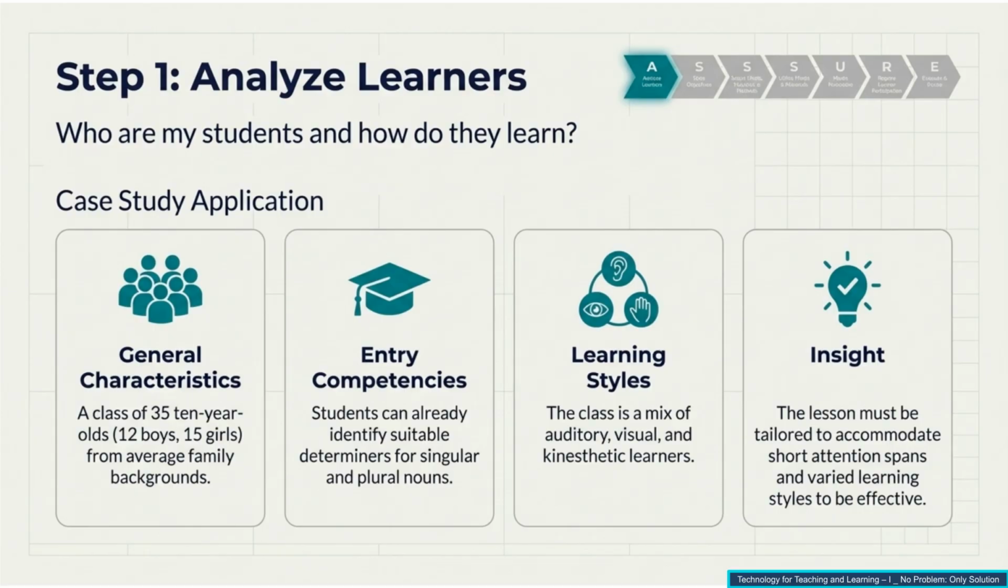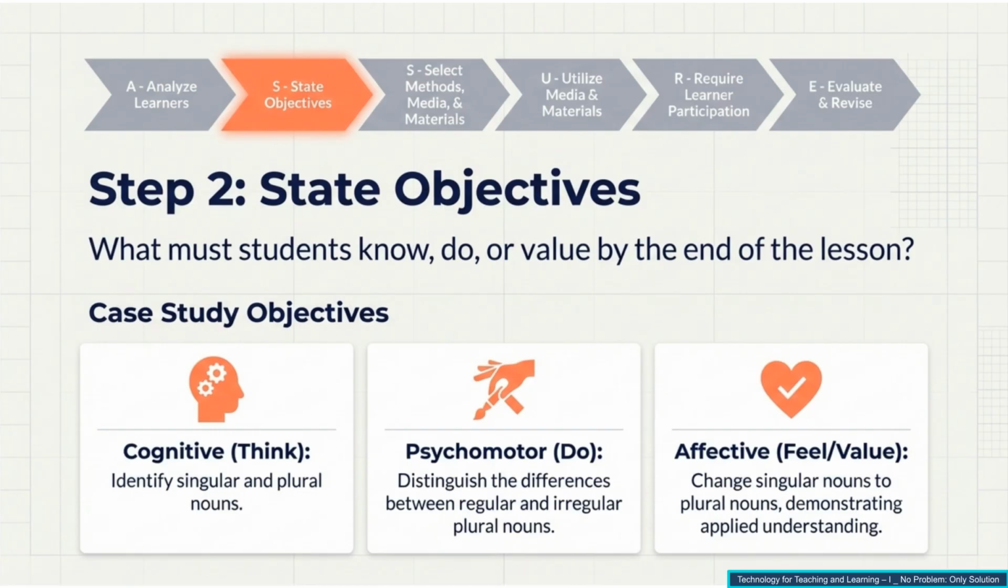Step 1. Analyze learners. We examine general characteristics, entry competencies, and learning styles. Our class has varied learning styles, requiring a multimodal approach. Step 2. State objectives. We define what students must know, do, and value by the end of the lesson. These cover cognitive, psychomotor, and affective domains.